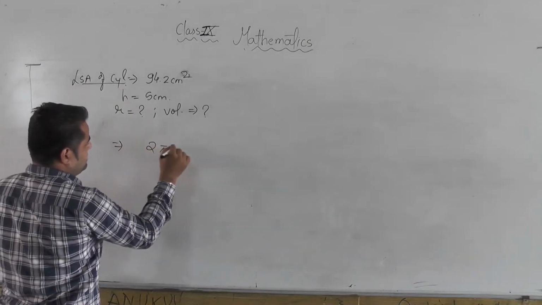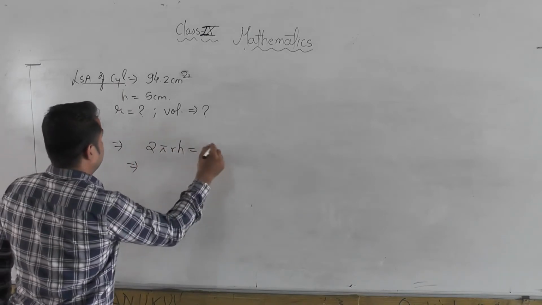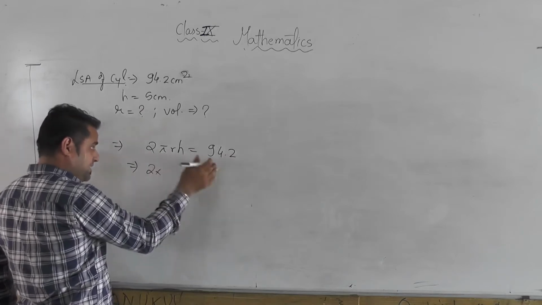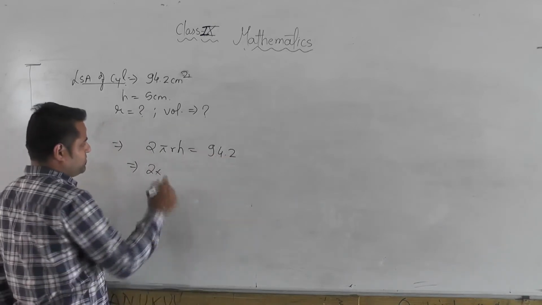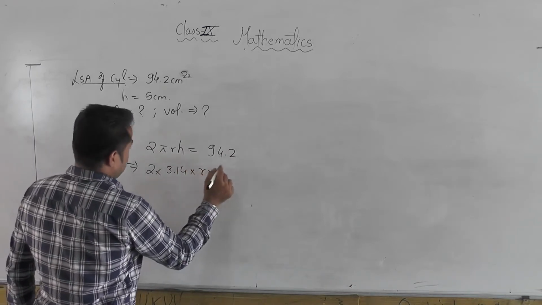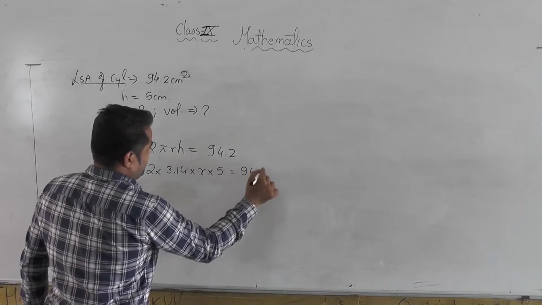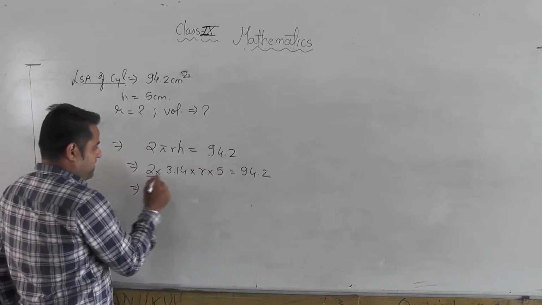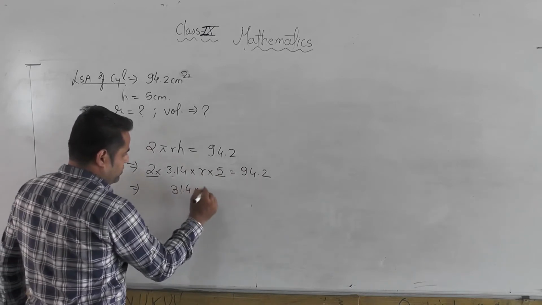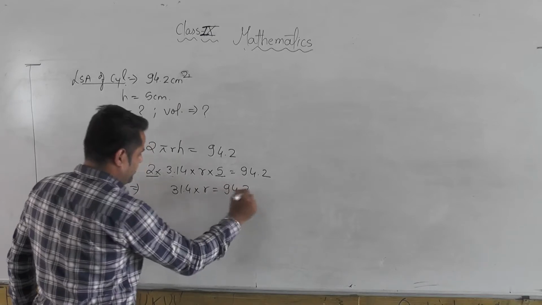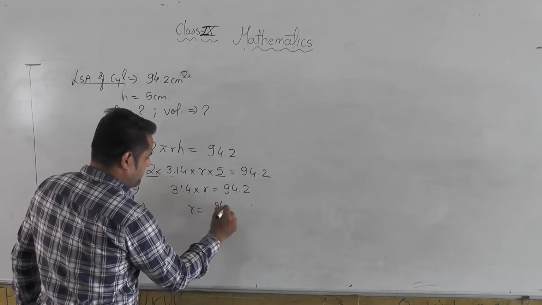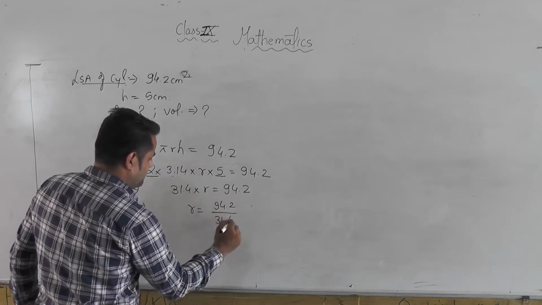LSA is 2 pi r h. It is given 94.2. Now we can put pi in decimal because our result is in decimal, so we can put here 3.14. R we don't have, h we have 5, equal to 94.2. Now see, 5 twos are 10, and 10 you multiply by 3.14, we get 31.4 into r equal to 94.2. Now we just transpose it, so r comes 94.2 upon 31.4.